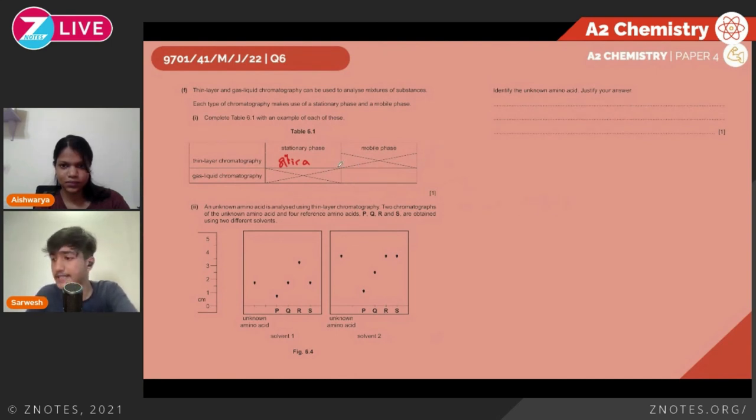And in the case of gas liquid chromatography, it would be an inert gas. For example, nitrogen.